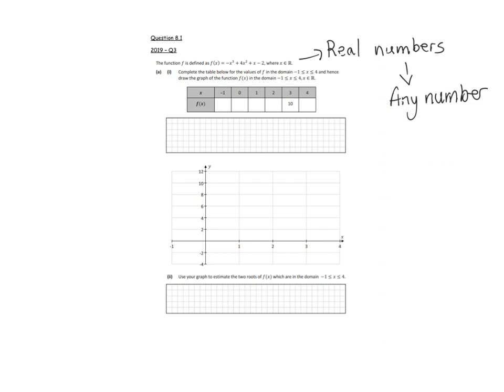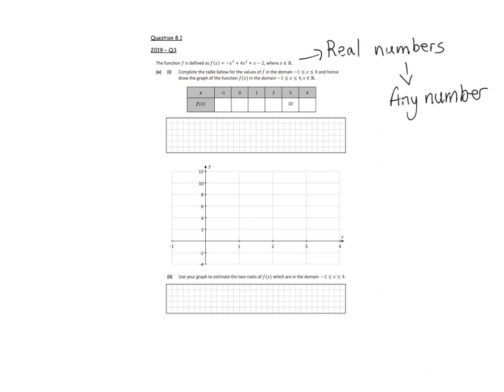So part A(i) says complete the table below for the values of x, where x is between -1 and 4, and again it tells us x is an element of ℝ, and ℝ again are our real numbers, which is just any number at all. If you can remember, the last video went through how to draw cubic curves, so I'm not going to focus too much on part A(i).